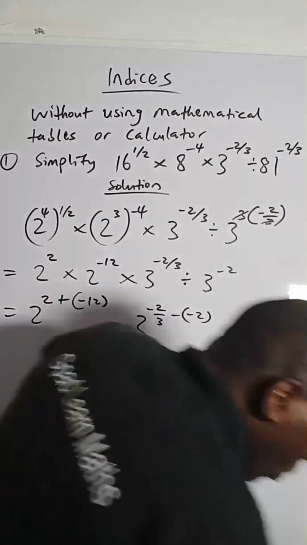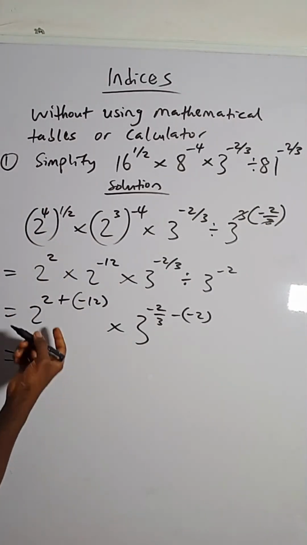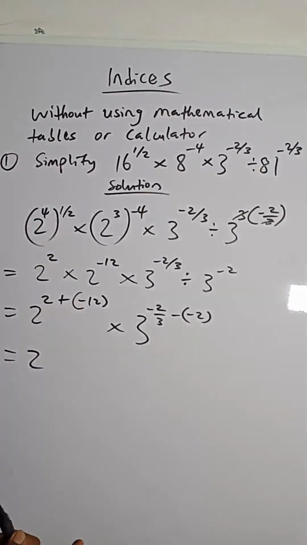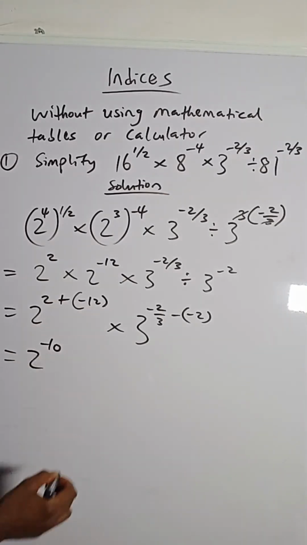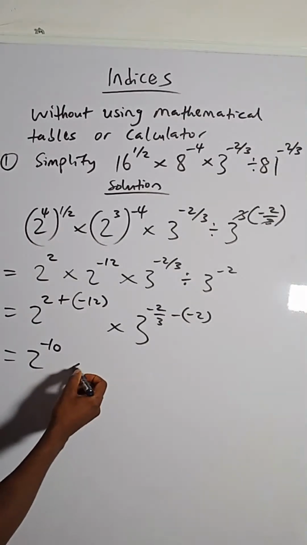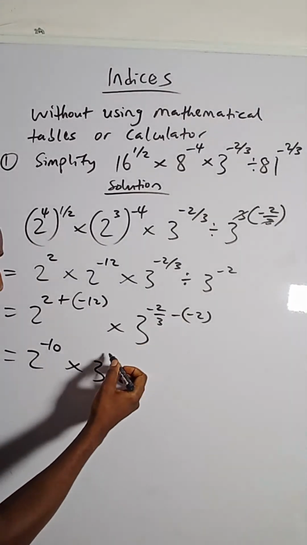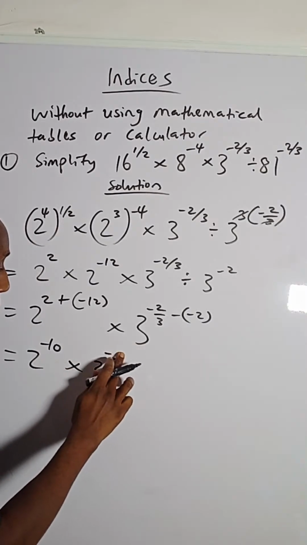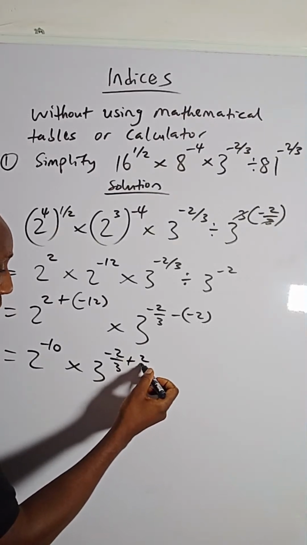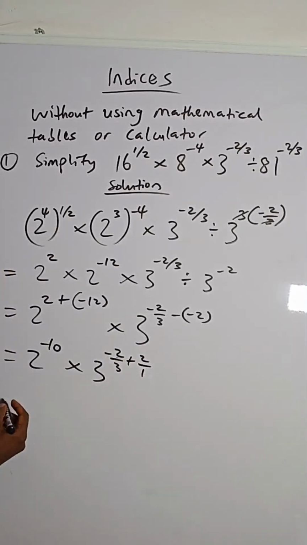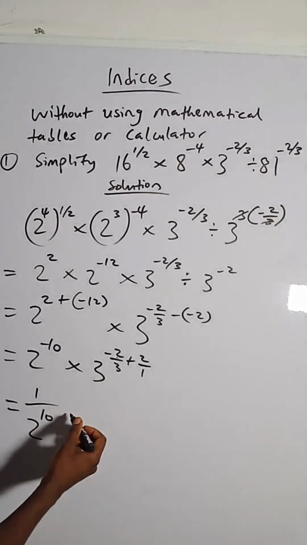Okay, so this is equal to 2. This is plus minus is minus. So 2 minus 12 is minus 10. Times 3. What about this? This is minus 2 over 3. Minus becomes plus. You can write over 1 here. So this is equal to, you see, there's a negative sign here. We can take the reciprocal of that. So that will be 1 over 2 raised to the power of 10 times, what about this one?